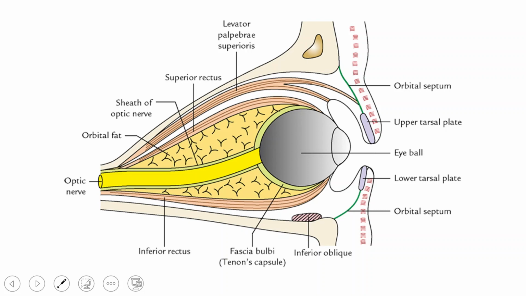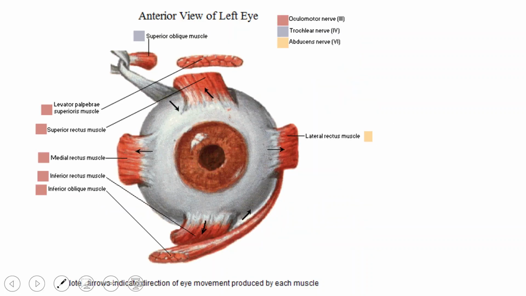This is the diagrammatic view where we can visualize the recti muscles as I have just mentioned: the superior rectus along the upper part, the inferior rectus beneath along the floor of the orbit. We can also visualize the orbit and the attachment of the recti muscles onto the sclera over here.